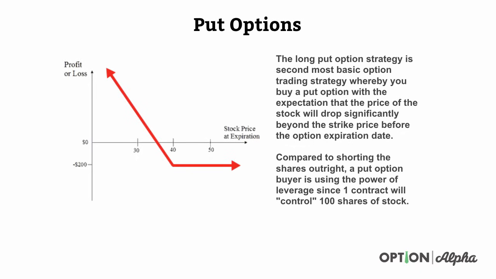The long put option strategy is the second most basic options trading strategy, whereby you go out and buy a put option with the expectation that the price of the stock will actually drop significantly beyond the strike price before the option's expiration date. Compared to shorting the shares outright, a put option buyer is using, again, the power of leverage, since one put contract will control 100 shares of stock. Now, this is where you can build a bearish position in a stock for limited risk by using a long put option.